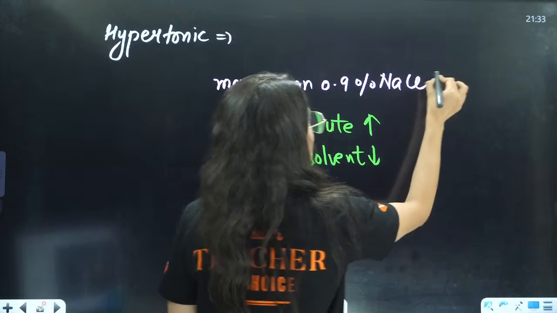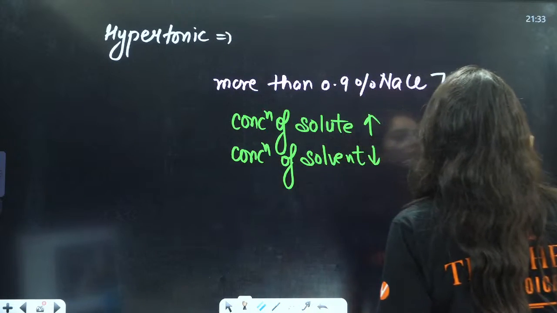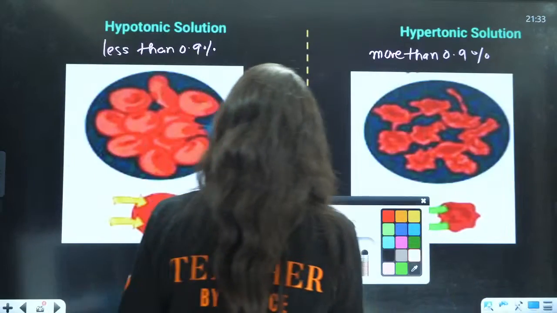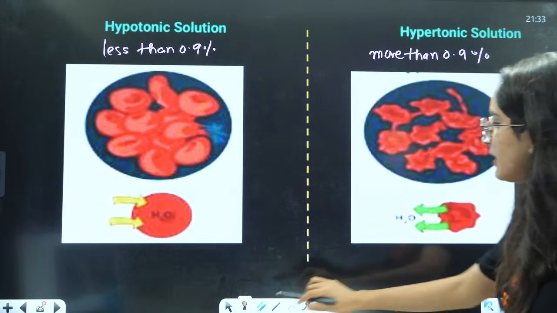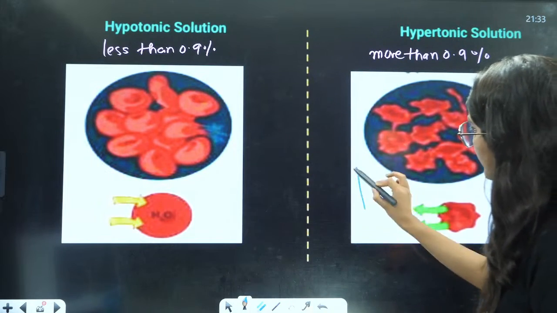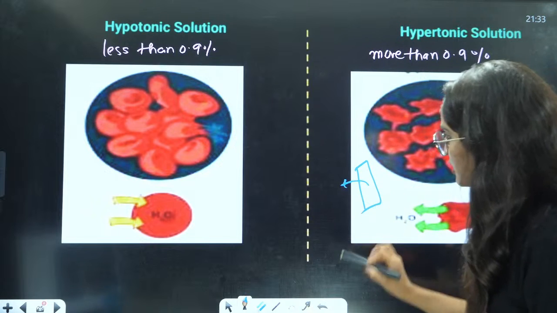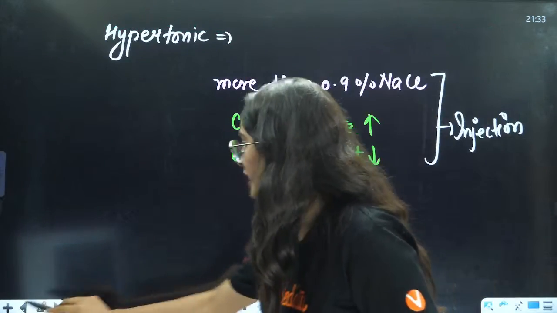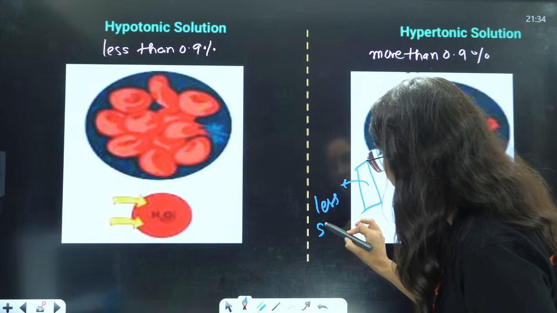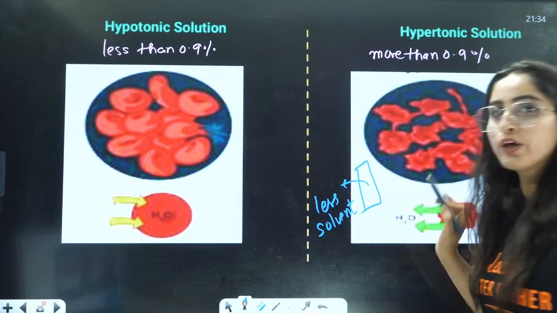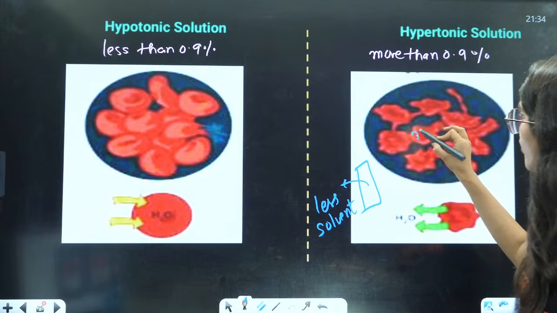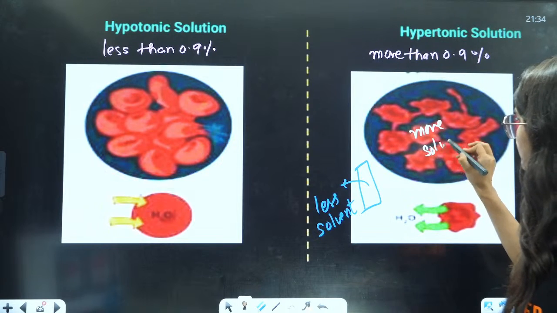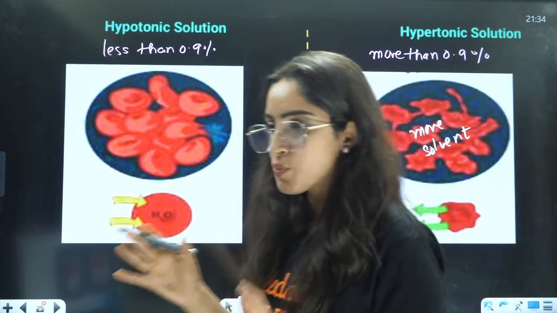Now this is in your injection. So can I say in a hypertonic solution, the injection that we are giving, I am giving you a very weird injection, in this injection you have less solvent. In blood, you have proper 0.9%, that means you have more solvent in blood cells. Now tell me, in osmosis, what will happen?